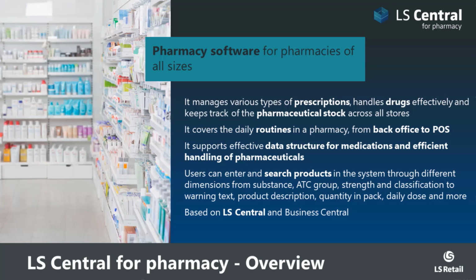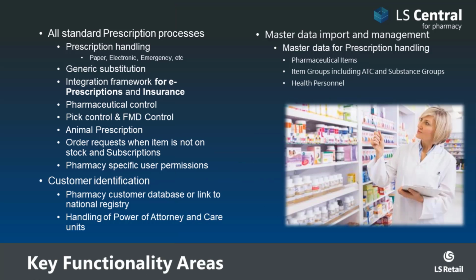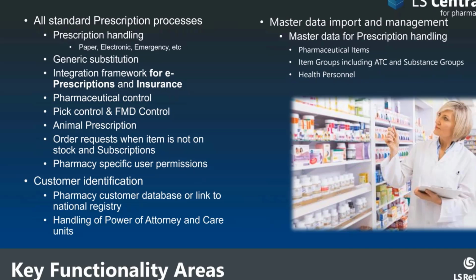Users can enter and search products in the system through different dimensions, everything from substance, ATC group, strength, classification, to warning text, product description, quantity in pack, daily dose, and more. This is based on LS Central and Business Central. It handles all standard prescription processes, like prescription handling. It covers the basics, like paper prescription, the classic one, the new one, the electronic ones, emergency, and many more.